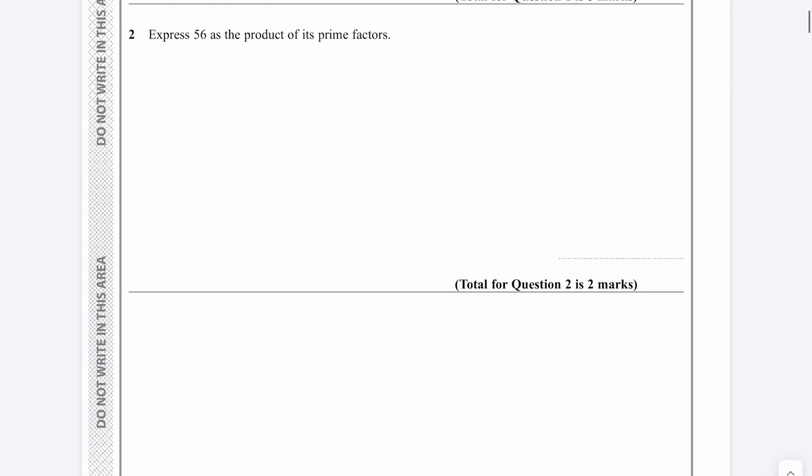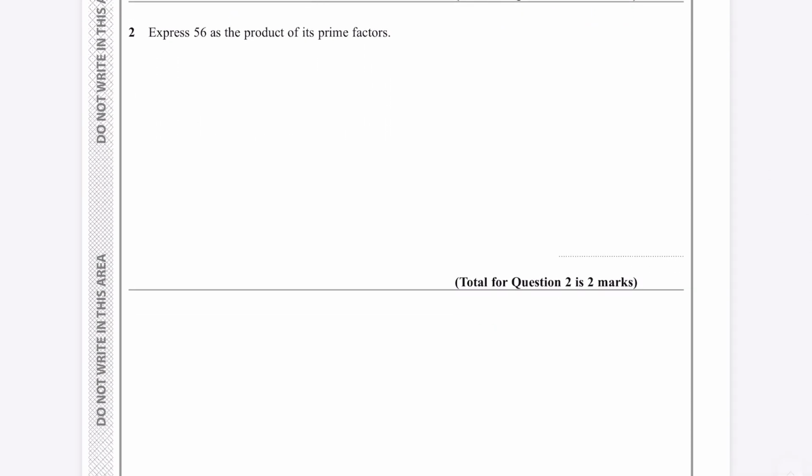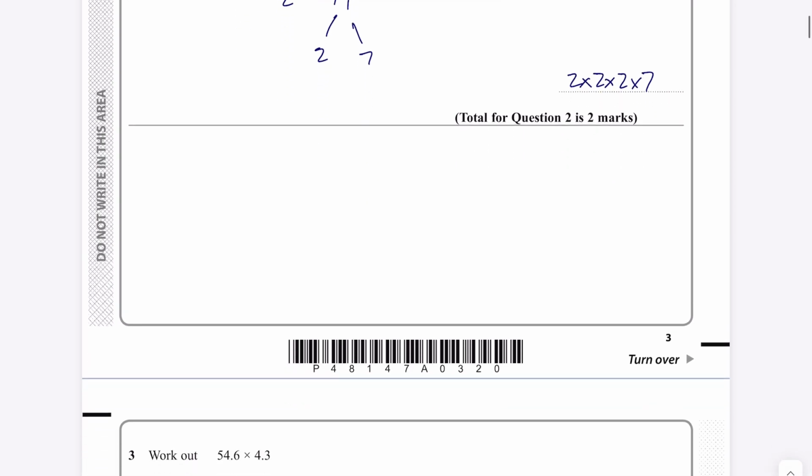Moving on, express 56 as a product of its prime factors. So 56, it's an even number, so we can just start with 2 and 28. That becomes 2 and 14, and that becomes 2 and 7. So the answer is 2 times 2 times 2 times 7, or you can write 2 cubed times 7.